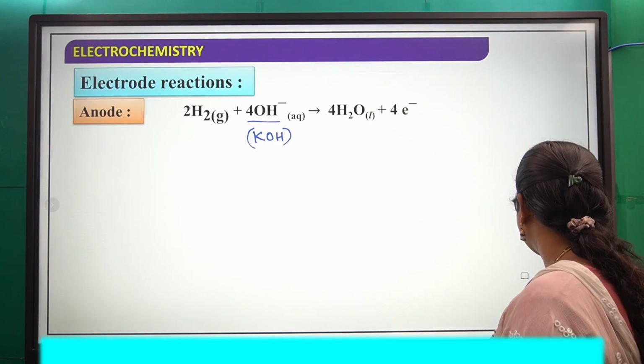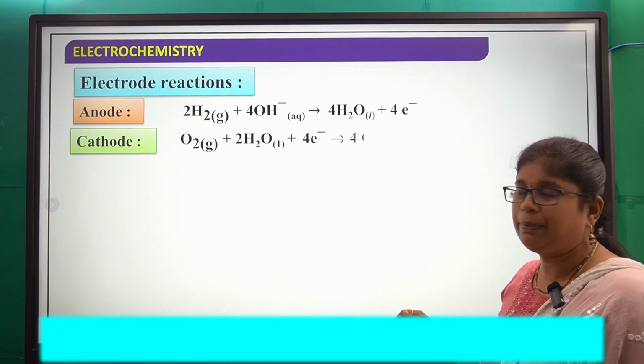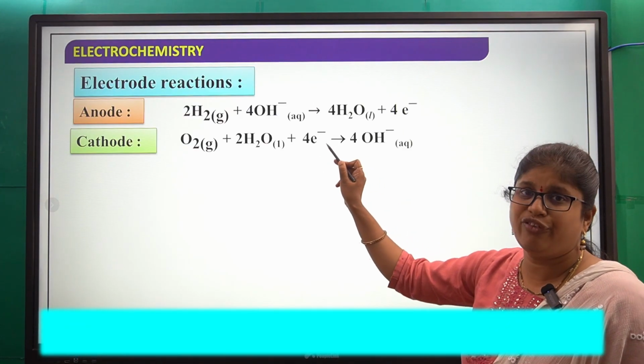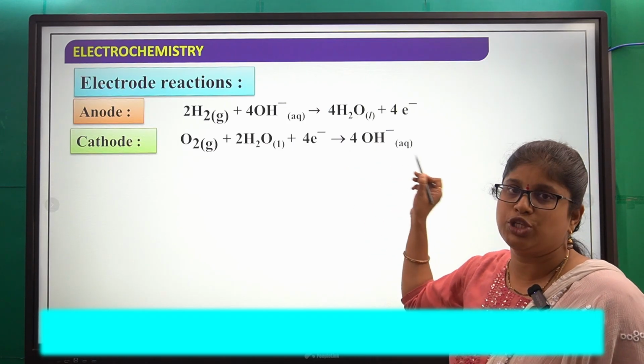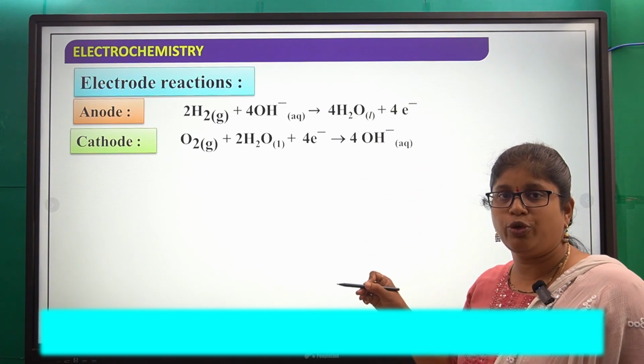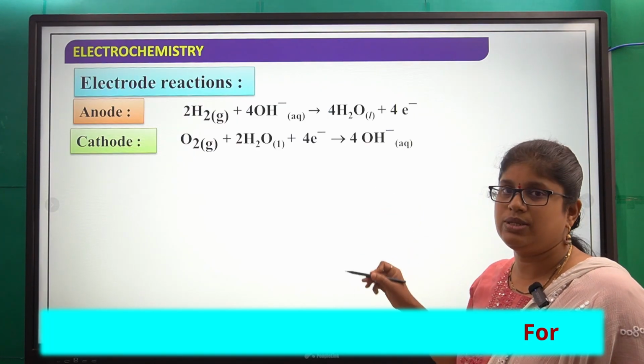So what happens at the cathode? At the cathode, oxygen in the presence of water combines with 4 electrons. It absorbs those 4 electrons and gives 4 OH minus ions. Now these 4 OH minus ions enter the middle compartment. So now this process will be continued.